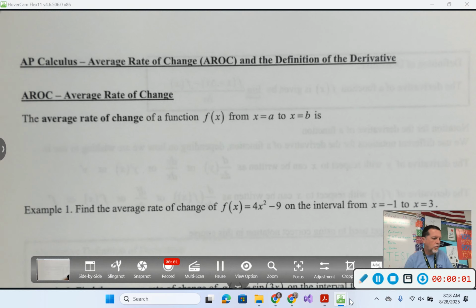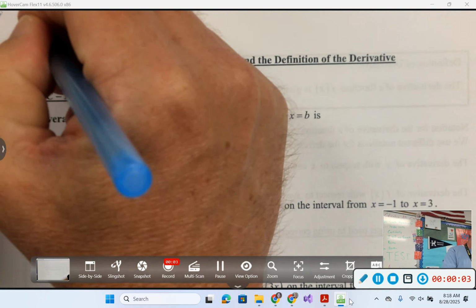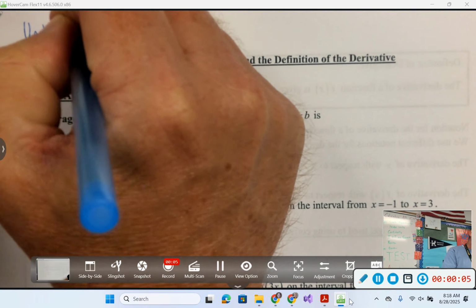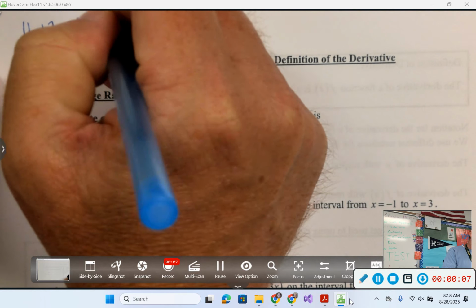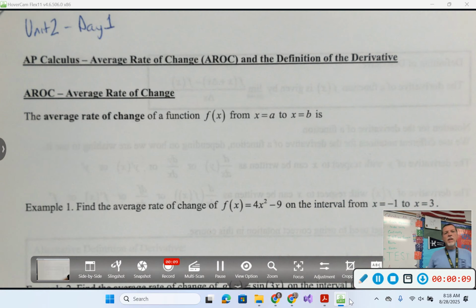Okay, Unit 2, Day 1, football game number 1. Average rate of change and the definition of derivative.